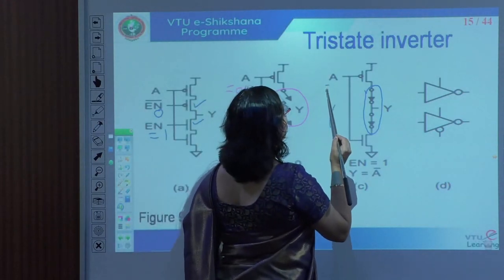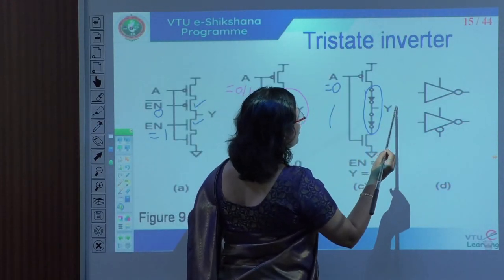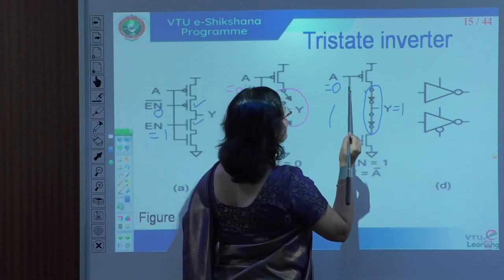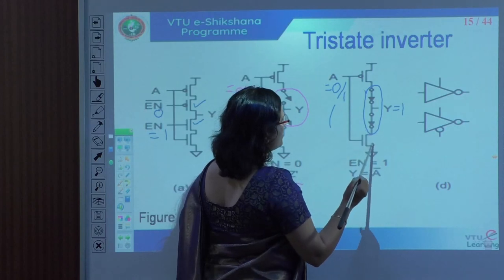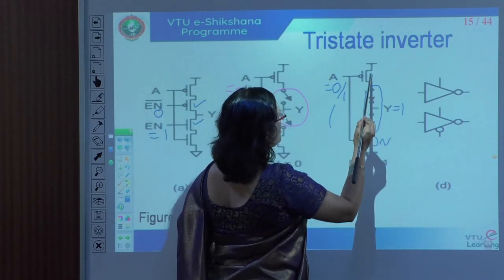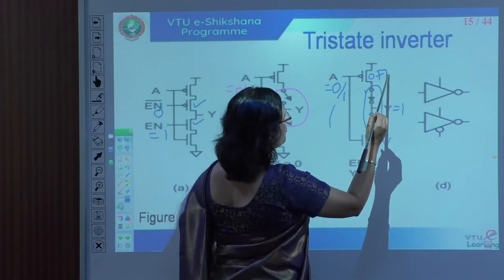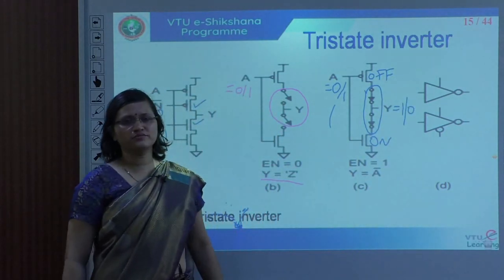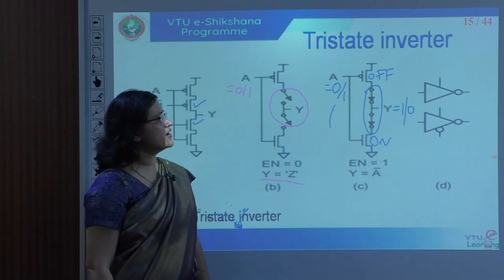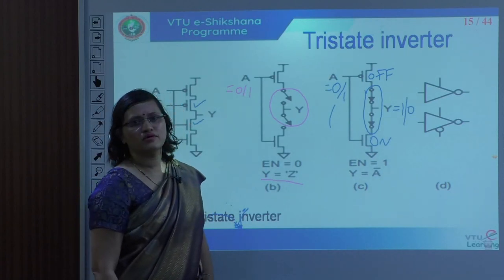So when you give A equal to 0, the output Y is equal to 1. If we give A equal to 1, this transistor will be on and this transistor will be off. So your output Y is equal to 0.